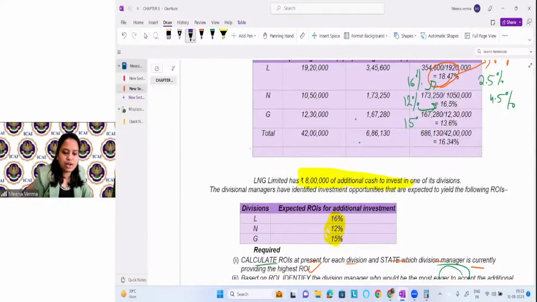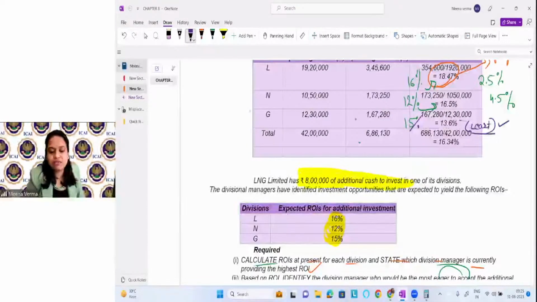Because here the ROI is the least, right? So the point is that here the ROI is the least out of them. What is the most needy? Who is the most needy person to improve their ROI? So you can see this ROI is negative. This division has the negative ROI. This division is the most needy division that needs to improve ROI. Okay. So the most needy division is this, right?